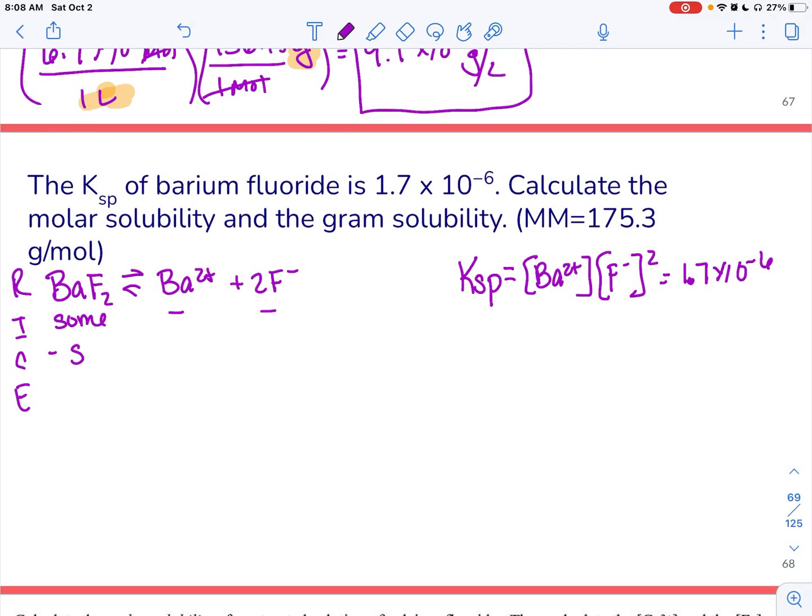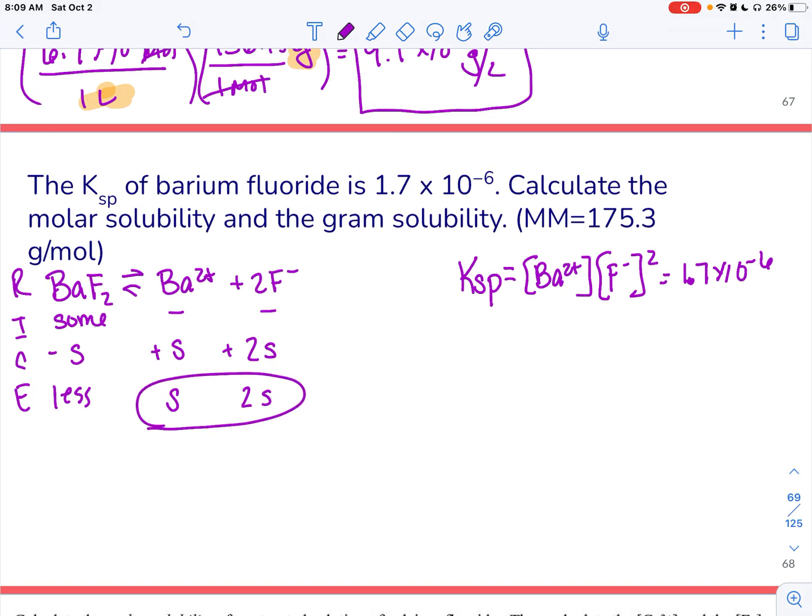Here's where this one differs a little bit. Now in our reaction, we have a 1-to-1 ratio for BaF2 and Ba2+. So our change there is still going to be plus S. But we have a 2-to-1 ratio between F- and BaF2. So our change, remember back from when we first started RICE tables, is not going to be S here. It's going to be plus 2S, because for every one BaF2 that breaks up, you get 2 F-. So we're going to have less here, and S and 2S here.